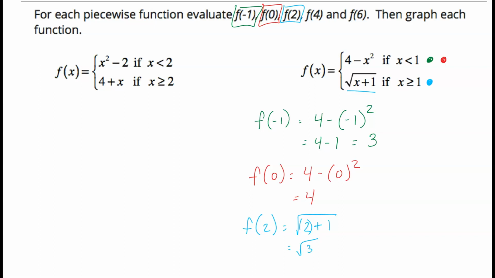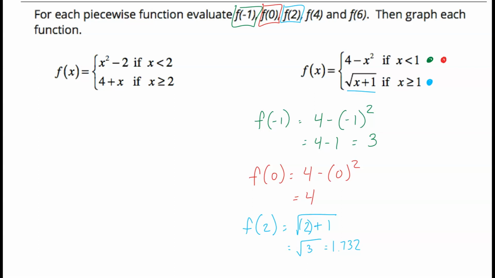Now normally I would tell you to leave it in radical form, square root form. However, these are our y values actually. We're ending up with f of x values, or y values. So technically we may ask you to plot this on a graph, and it'd be really hard to understand where the square root of 3 is on the graph. So we do want it in decimal form. So I just plug in the square root of 3 in my calculator, and I get 1.732. So f of 2 is 1.732.